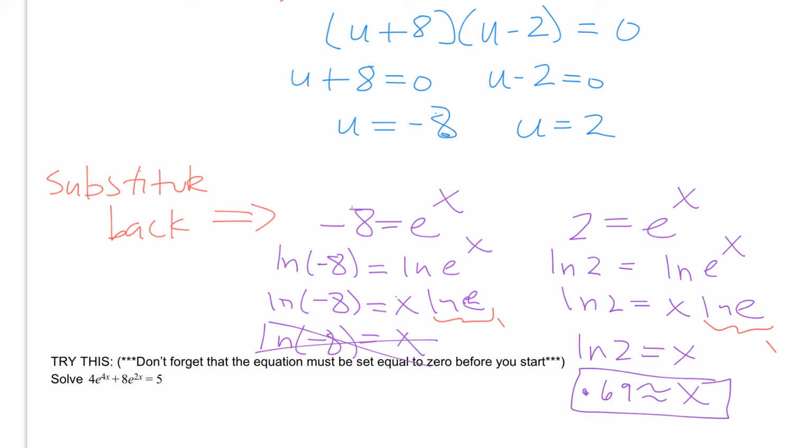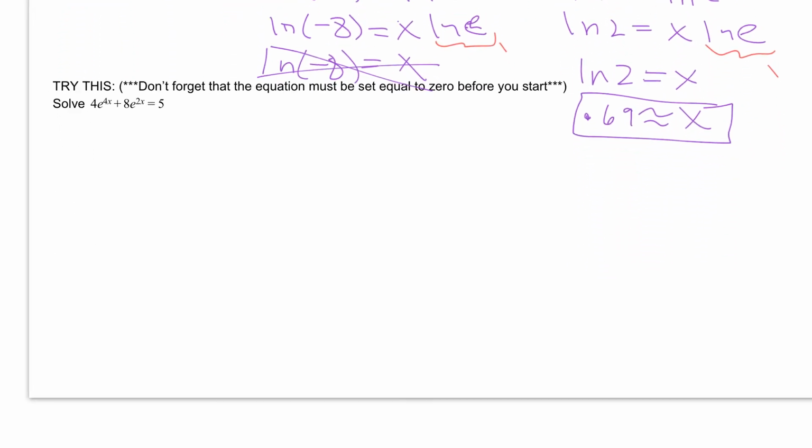If you scroll down to the next one, you can go ahead and try it and then unpause to check your answer. However, I am going to start you off on this problem just so you can see what happens, and then I'm going to let you finish it. There are two different ways you can start the try this. You can either let u equal e to the x like we did before, and if you do that, you'd get 4u to the 4th plus 8u to the 2nd minus 5 equal to 0.